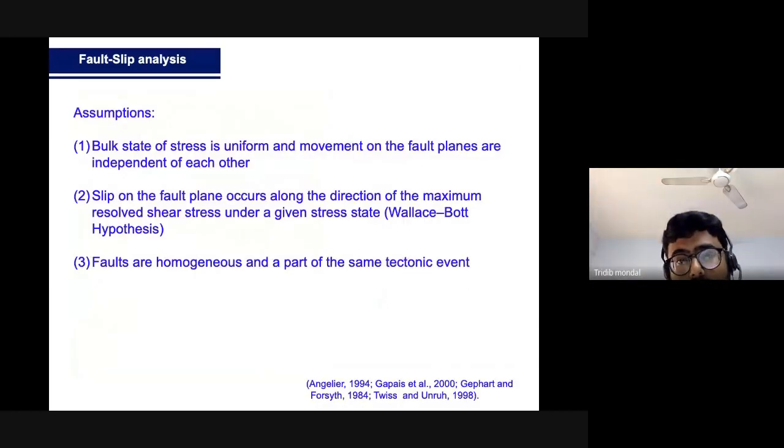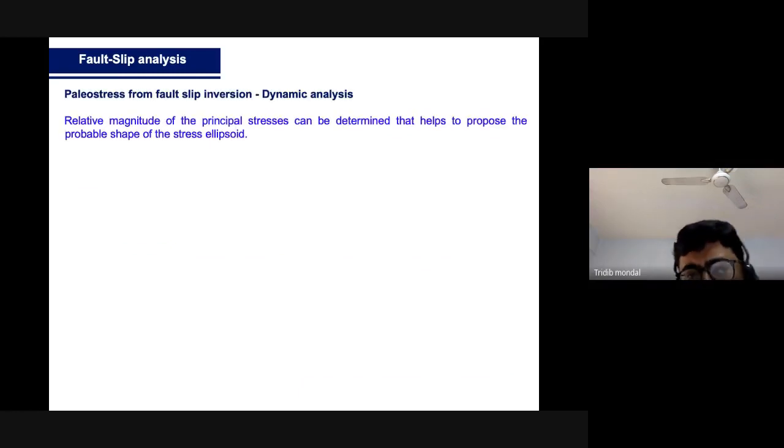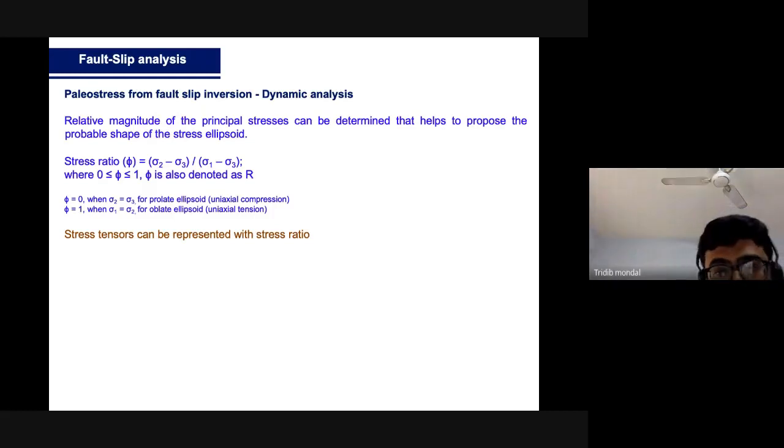To do the paleostress analysis, there are some assumptions. So what are these assumptions? The bulk state of stress is uniform and movement of the fault planes is independent of each other. Slip on the fault plane occurs along the direction of the maximum resolved shear stress under a given stress state, and the faults are homogeneous and part of the same tectonic event. By making these assumptions, we can do the paleostress analysis, and there are various methods by which it can be done. For example, the fault slip inversions.